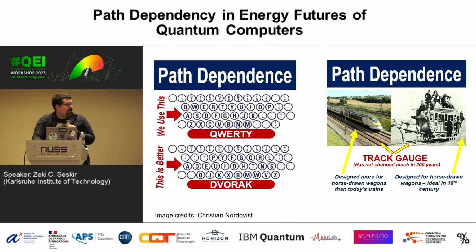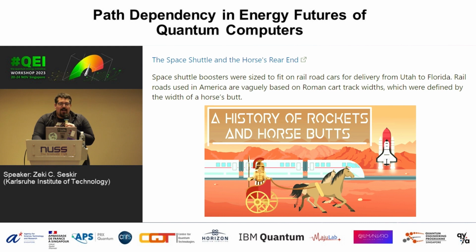And the other example I really like to show is the size of a train is determined by the size of a horse-drawn carriage, which is determined by the size of a Roman road, which is determined by the size of a horse's ass. Well, two, technically. And you might say, oh, this is interesting, but what does it have to do with us? Well, there's a really cool video on how the size of a Roman horse's butt determined the size of the space shuttle. Yeah, so these kinds of path dependencies have a much wider impact than we might first think.